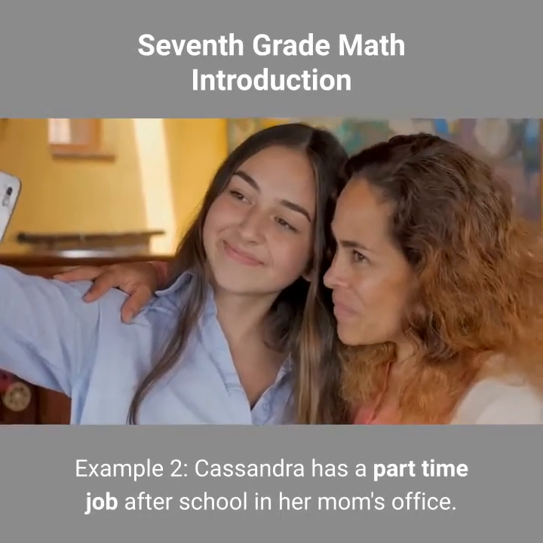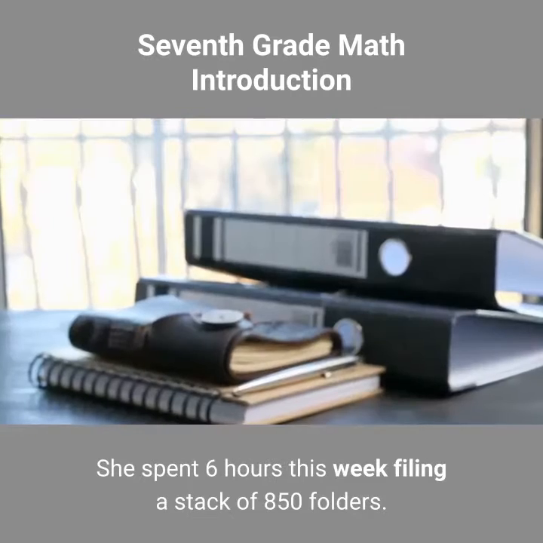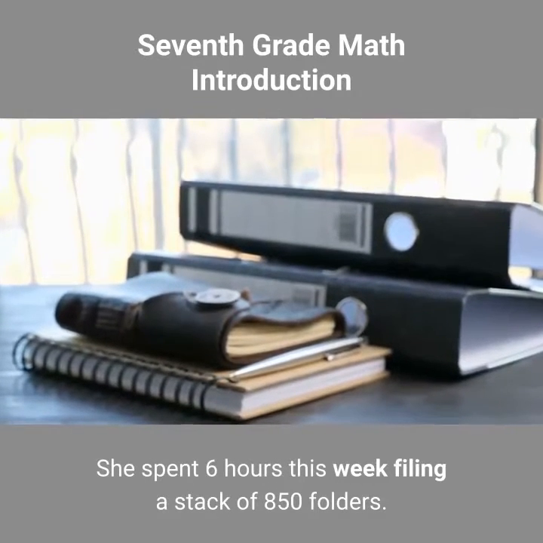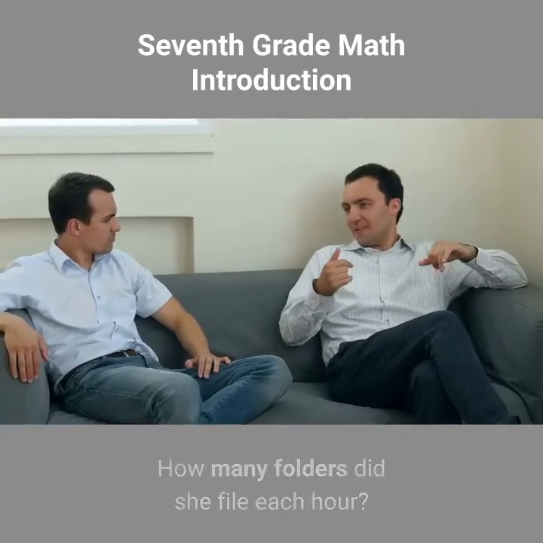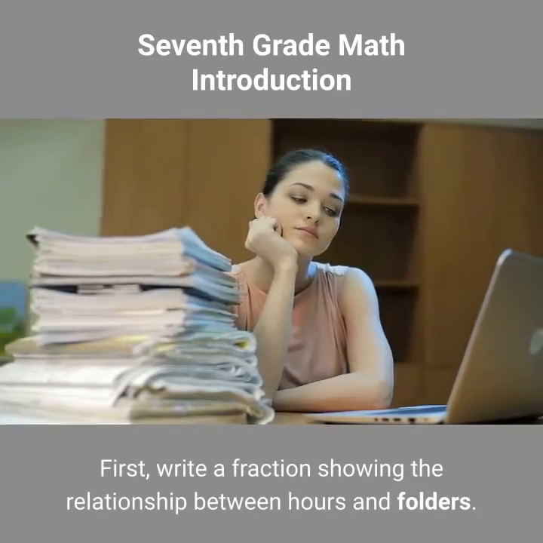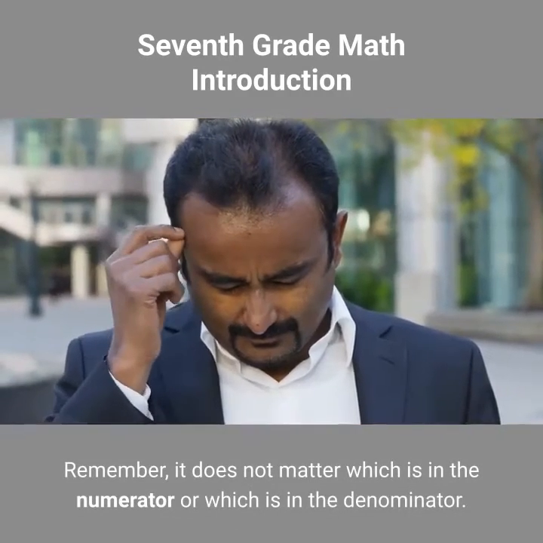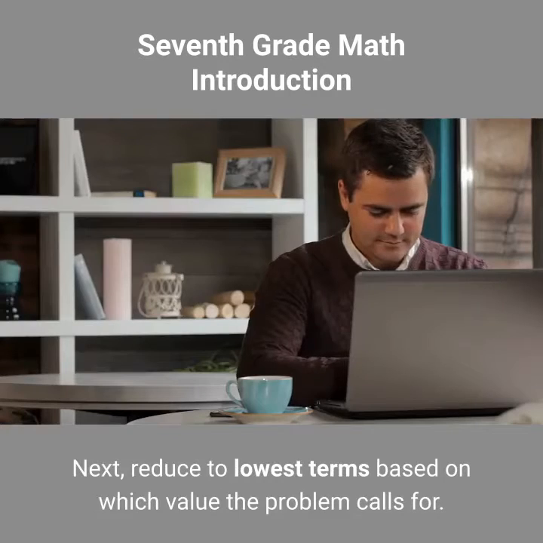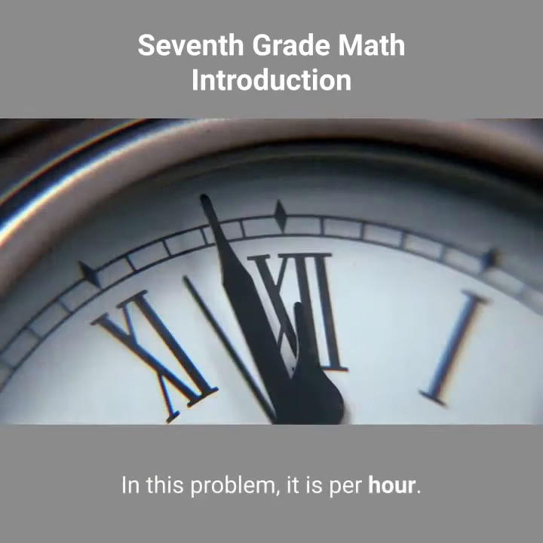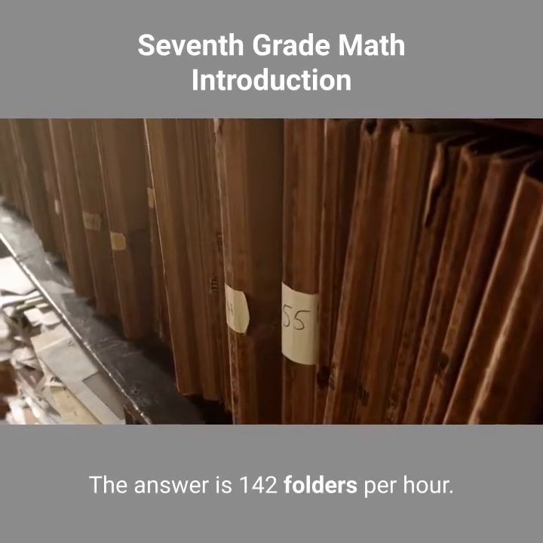Example 2, Cassandra has a part-time job after school in her mom's office. She spent 6 hours this week filing a stack of 850 folders. How many folders did she file each hour? First, write a fraction showing the relationship between hours and folders. Remember, it does not matter which is in the numerator or which is in the denominator. Next, reduce to lowest terms based on which value the problem calls for. In this problem, it is per hour. The answer is 142 folders per hour.